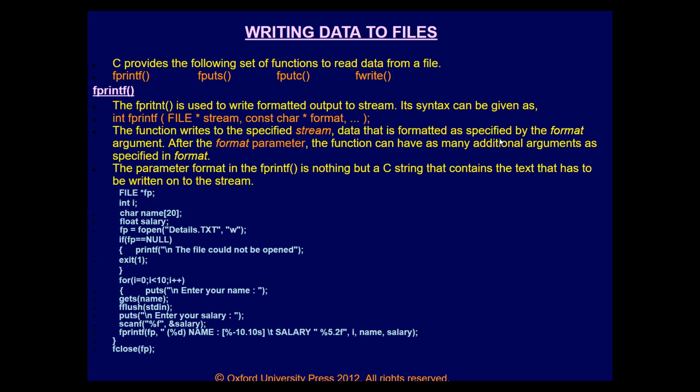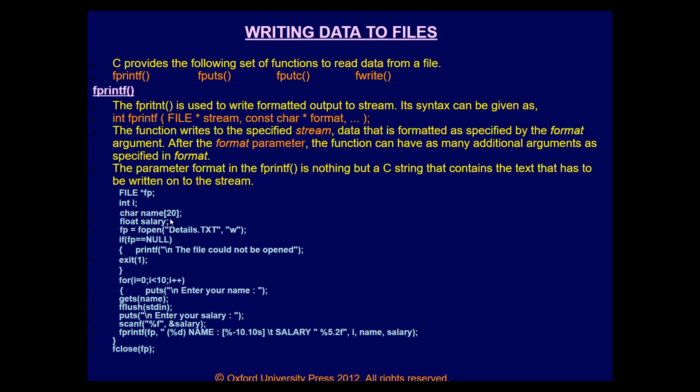The parameter format in fprintf is nothing but a C string that contains the text that has to be written to the stream. So let's see this example. FILE *fp declares a pointer to a file named fp. Then int i declares an integer variable, that is i.